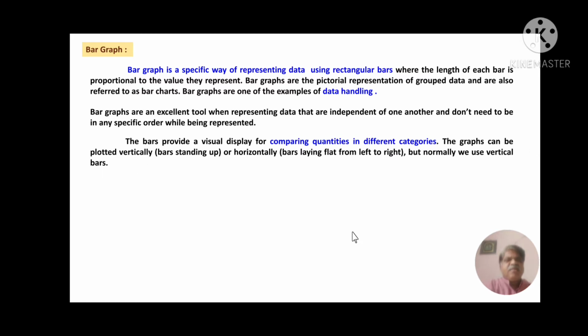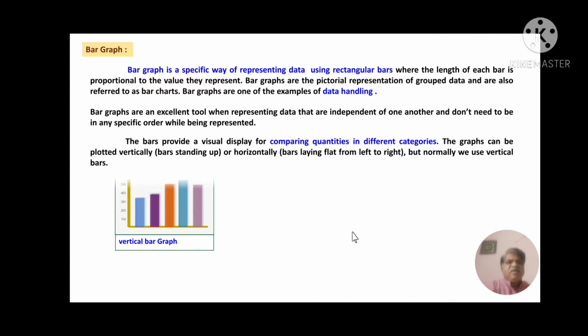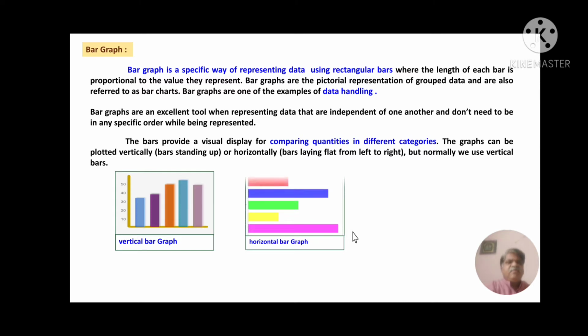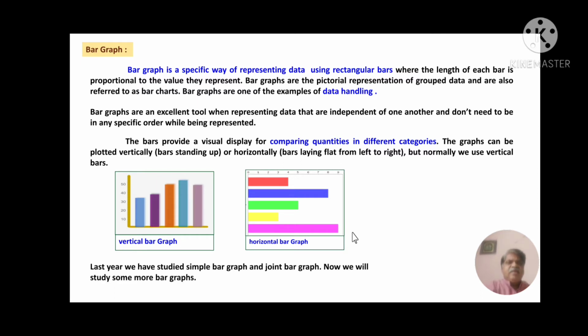The graphs can be plotted vertically, that is bars standing up, or horizontally, that is bars lying flat from left to right. But normally we use vertical bars. You can see a representation of the vertical bar graph shown below. Also, you can see a horizontal bar graph shown alongside. Last year we studied simple bar graphs and joint bar graphs. Now we will study some more bar graphs.